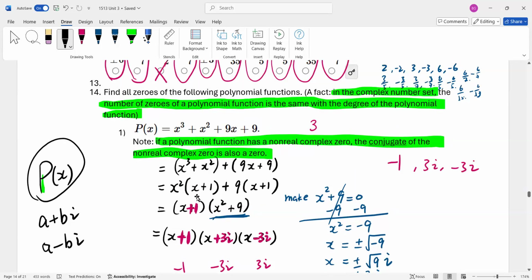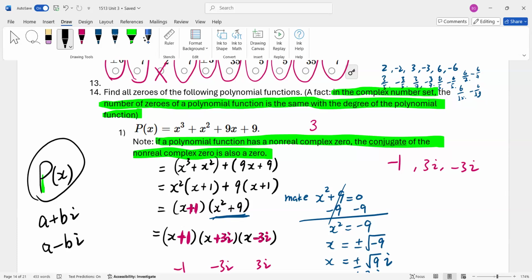Okay, let me go over the two important conclusions before we move on to the next problem. The first conclusion is actually a very important theorem, the fundamental theorem of algebra. A polynomial function has n zeros if the degree of the polynomial function is n.